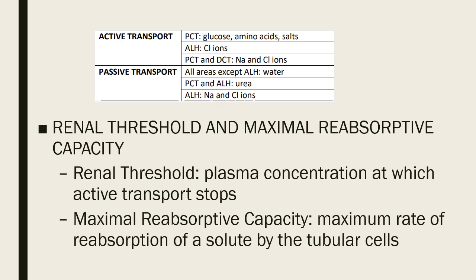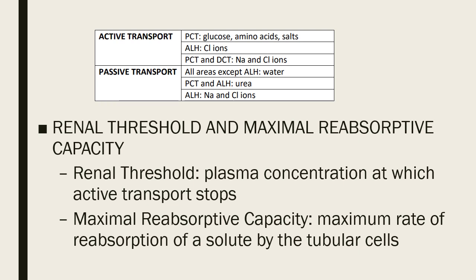For example, for glucose the renal threshold is 160 to 180 milligrams per dL. Let's take the upper limit, 180. When the glucose value is 190, it has exceeded the threshold, so you will already see glucose in the urine.